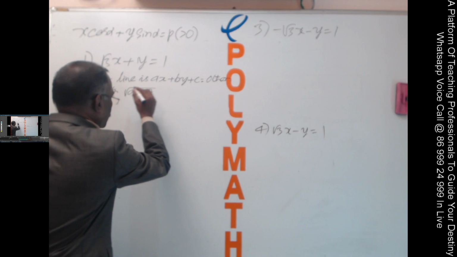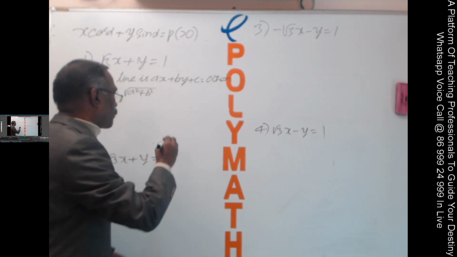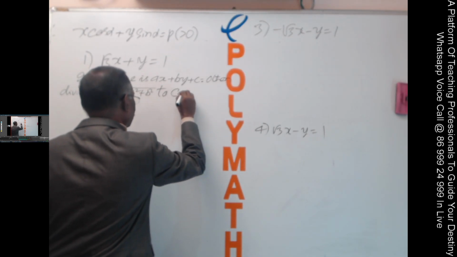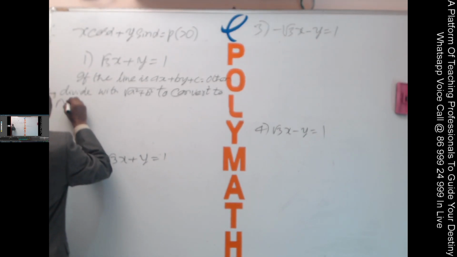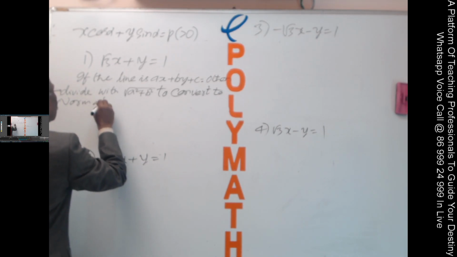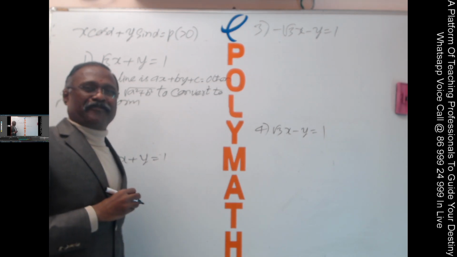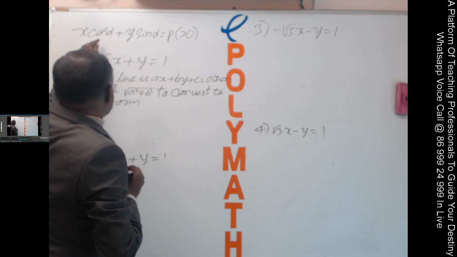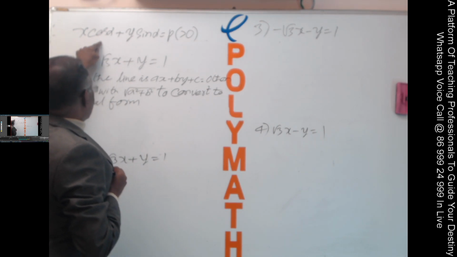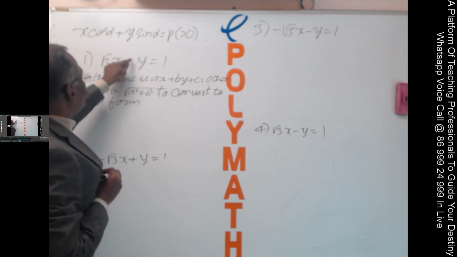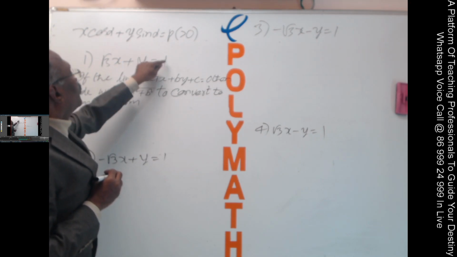So, if the line is ax plus by plus c equal to 0, then divide with root over a square plus b square to convert to normal form. Why should we divide first? This is cos alpha here. This is sin alpha here. Cos alpha, if you compare here, it is A. Sin alpha, if you compare here, it is B.